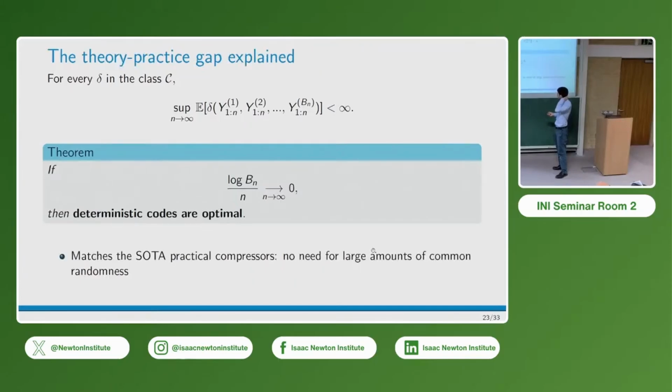And this explains why, in the state-of-the-art image compression algorithms, maybe this is why they don't actually use these extra resources that we talked about. So this is a possible explanation.